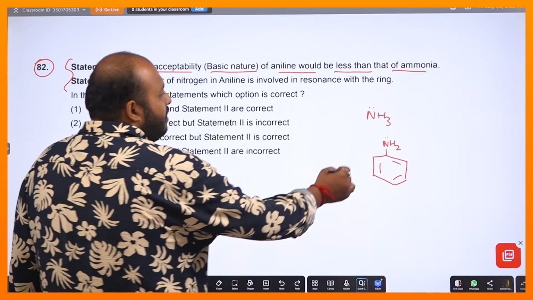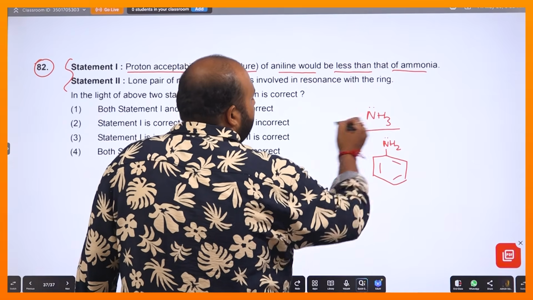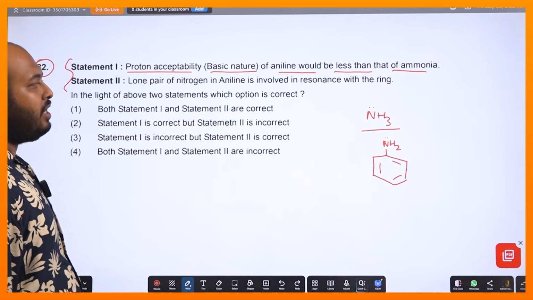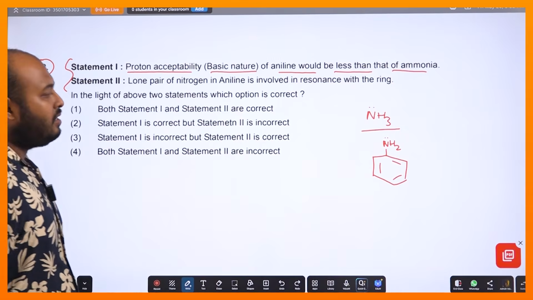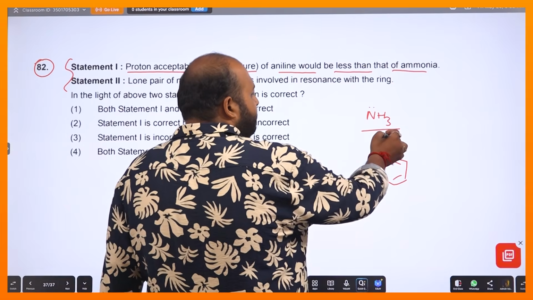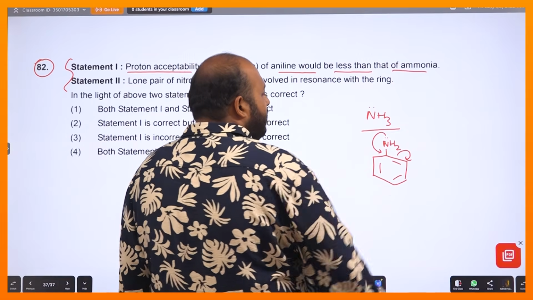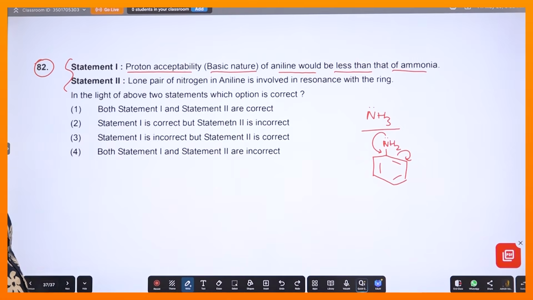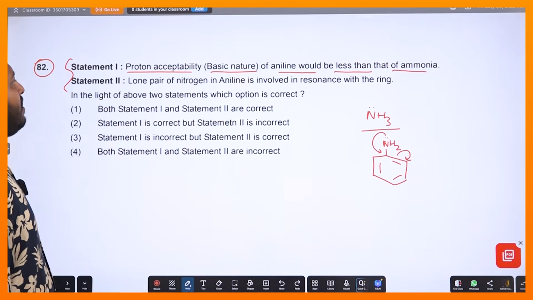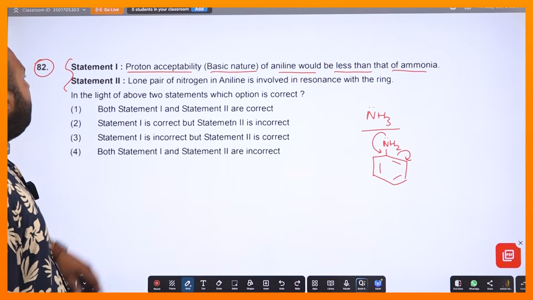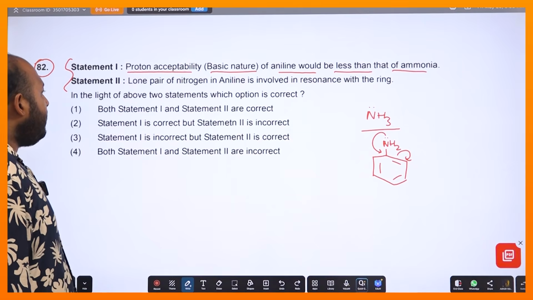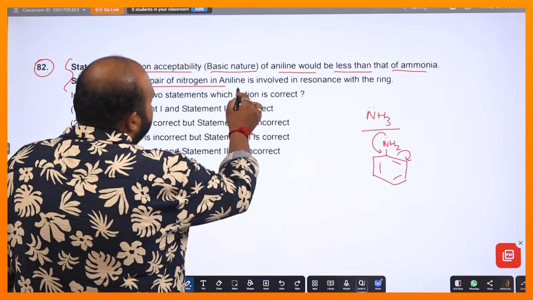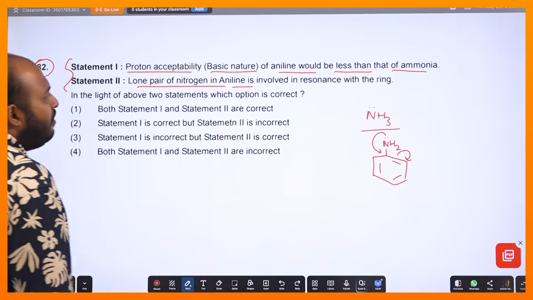So you can see that in the case of the NH3 molecule, the lone pair is localized as it is not going into any kind of resonance, but in the case of aniline, it is going through a resonance, so the availability is decreased, so the basicity is also decreased. So statement 1 will be incorrect, and in the case of statement 2, lone pair of nitrogen in aniline is involved in resonance with the ring.